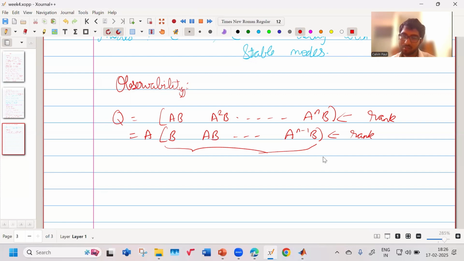Now, let us say this is there. You want to find the rank of [B, AB, A squared B, ..., A raised to n B], or whether [B, AB, ..., A raised to n minus one B] is there. We'll try to verify this. I think they both will have the same rank, but let us verify. In our case, n is 2.